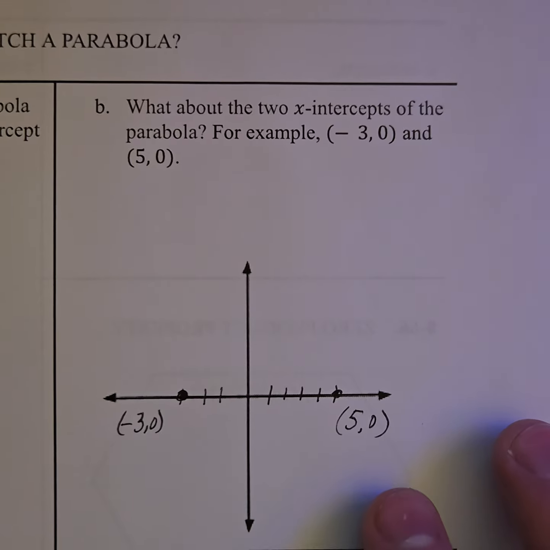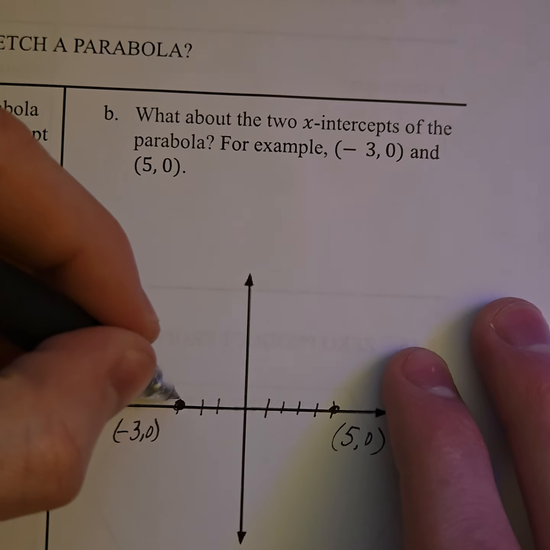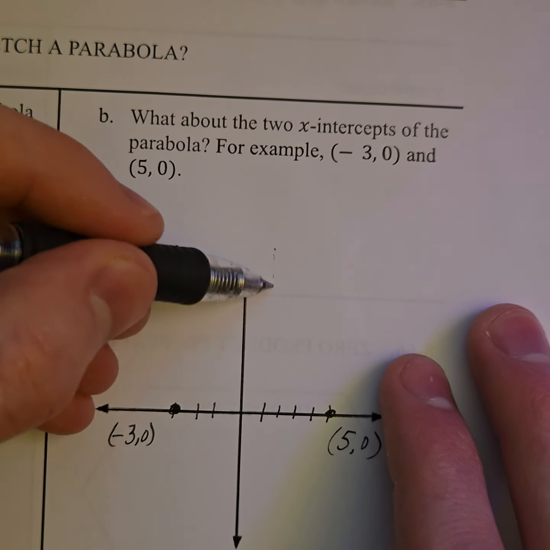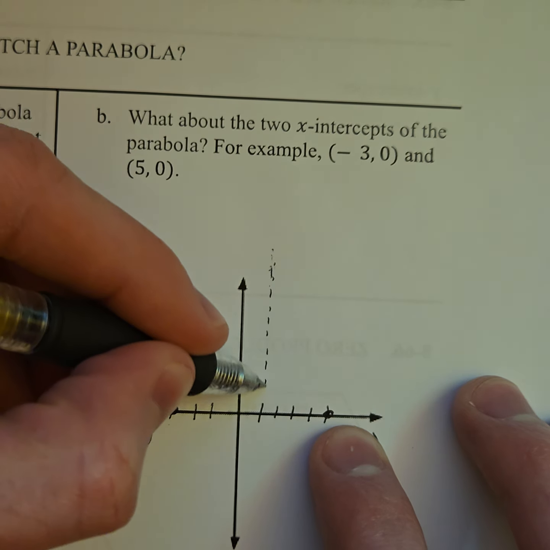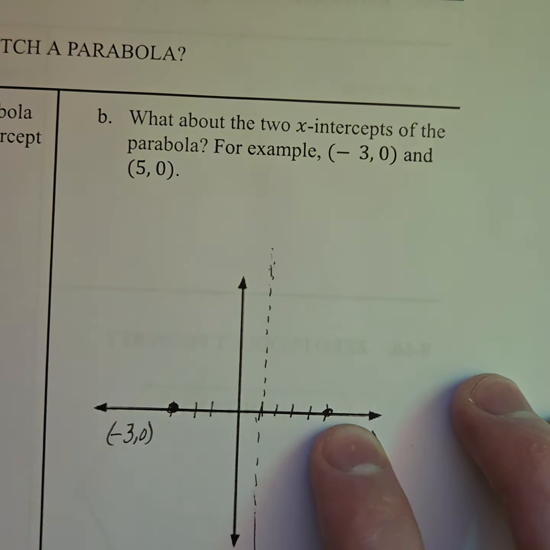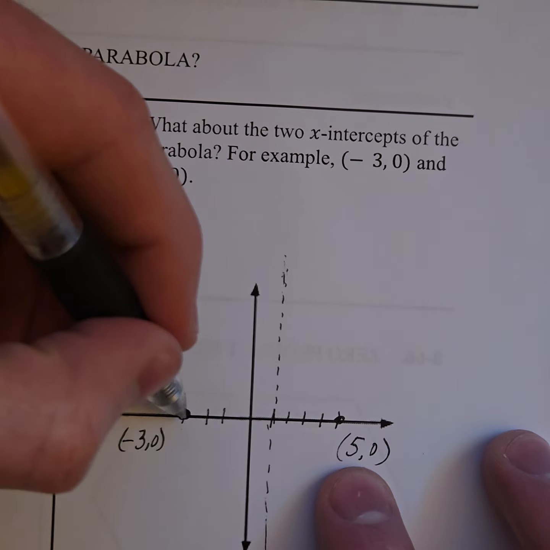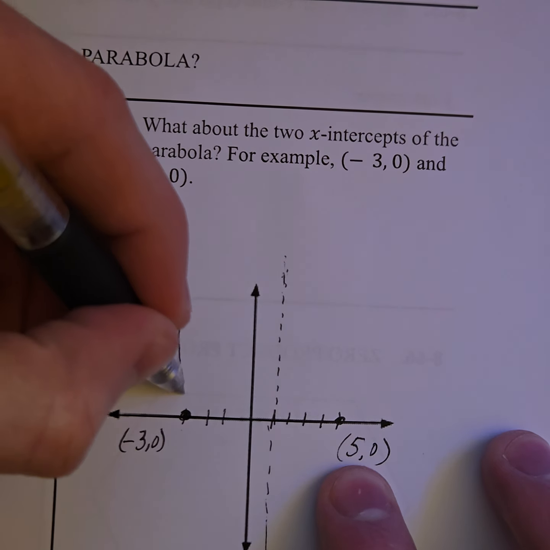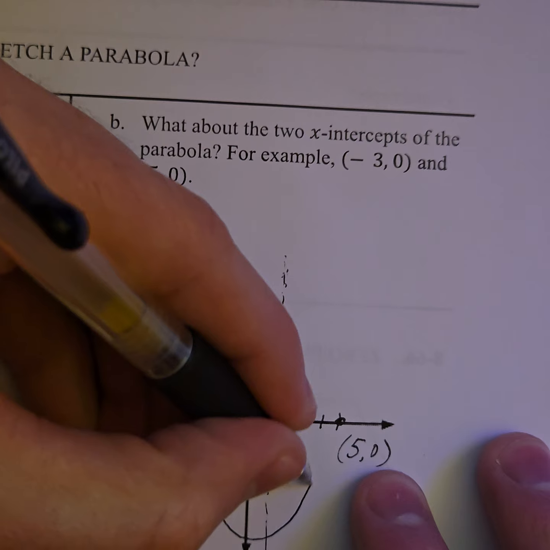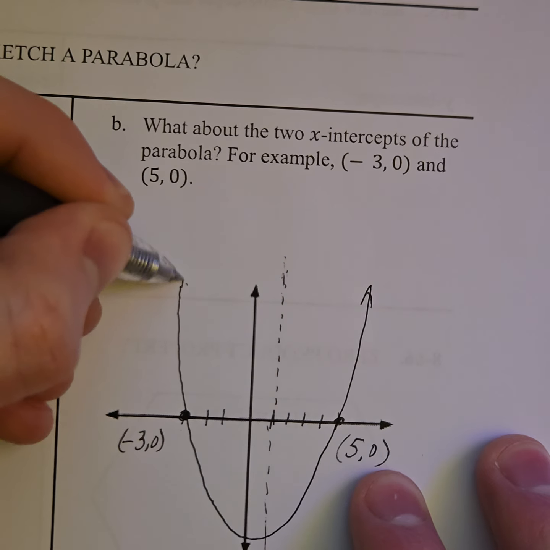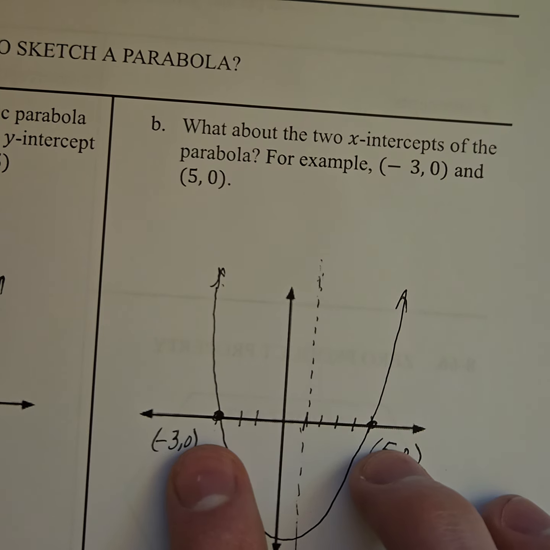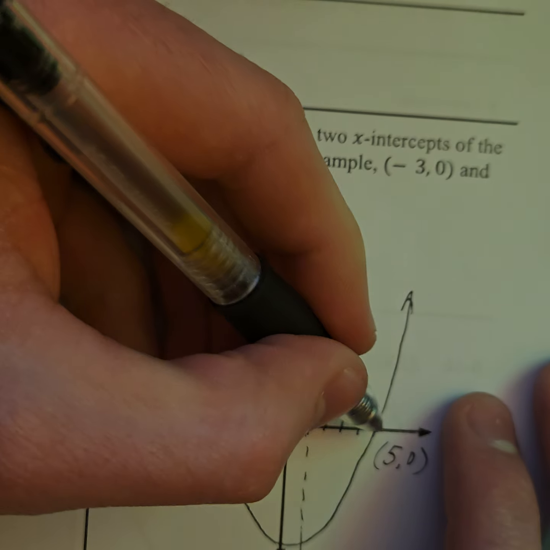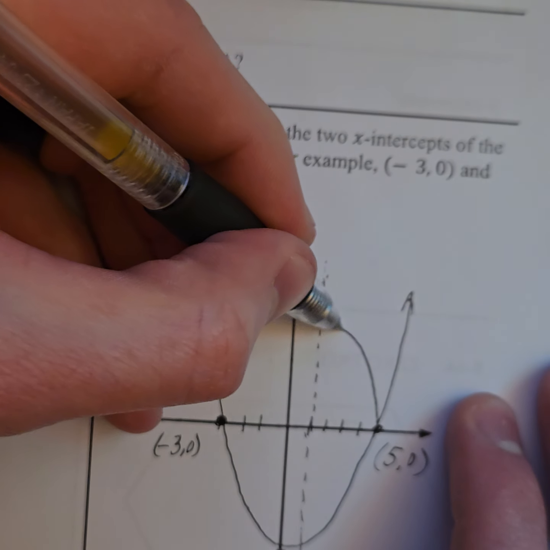Okay, now what if we have the two x-intercepts? Well, we know we have to have our line of symmetry. Right in the middle of these 2 points, we could find that middle. It'd be around there somewhere. And then we know that our parabola has to either do something like this. But this isn't the only parabola that goes through those 2 points. Some of you may have thought of the parabola that goes upside down.